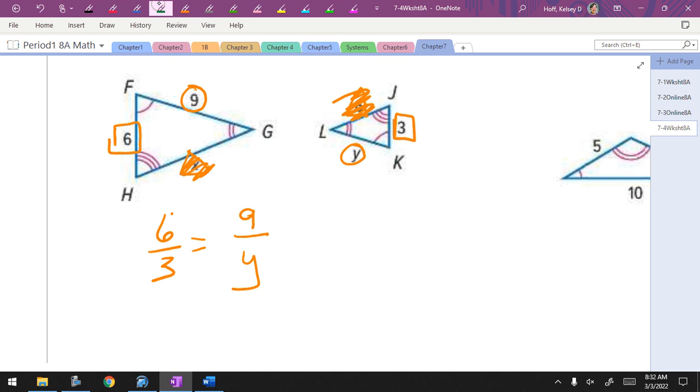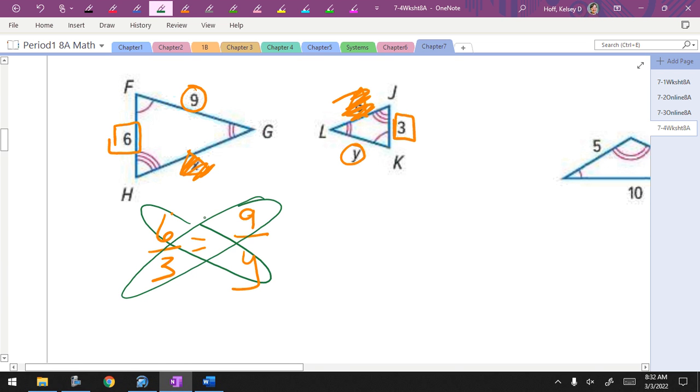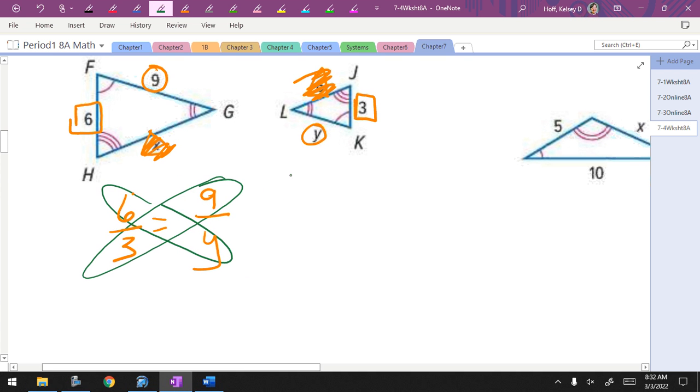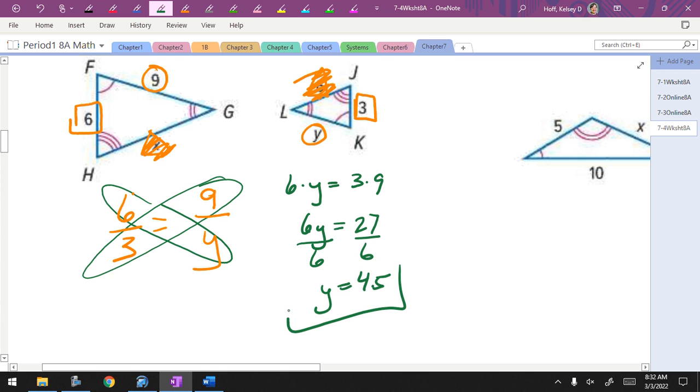Now, what are you going to do? Cross multiply, butterfly. 6 times y equals 3 times 9. What's 3 times 9? 27. Divide both sides by 6. 4.5.